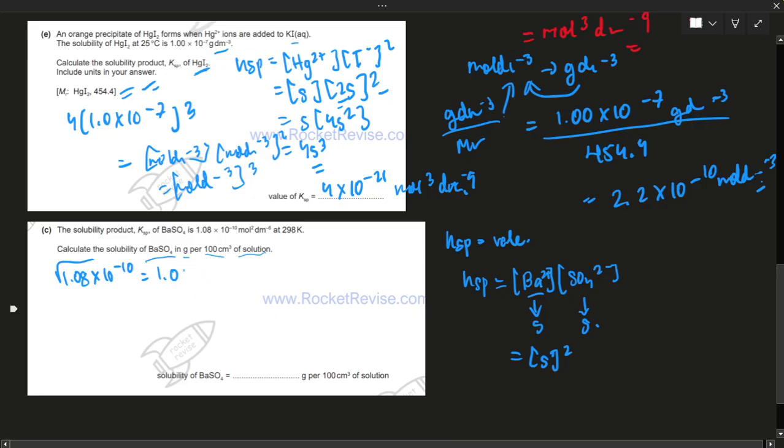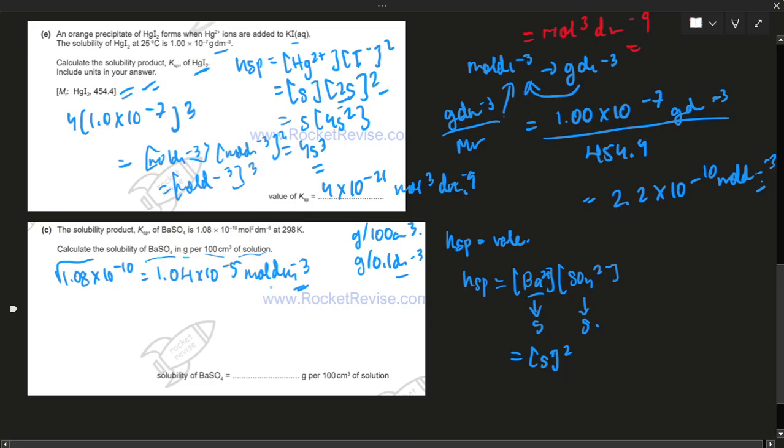Wait, let me just convert this. 1.04 multiplied by 10 to the power minus 5. So here we end up with mole per dm cubed, right? But then we're looking for grams per 100 centimeters cubed, which is basically grams per 0.1 dm cubed. Okay, we're going to look into this later. Just give me a second.